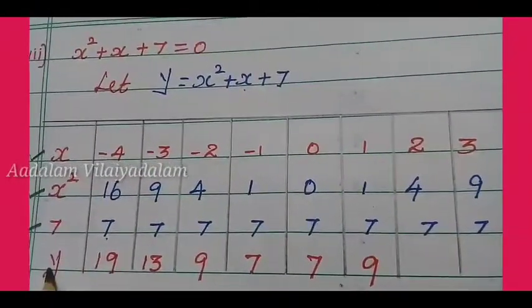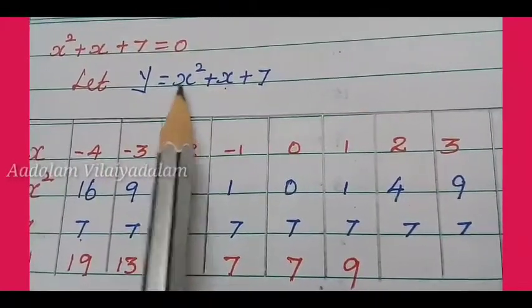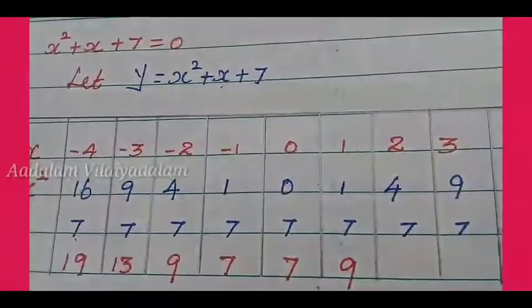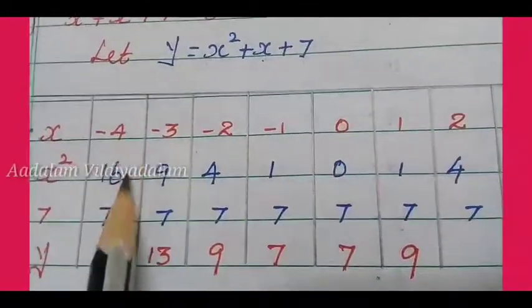Next we have to find the y value. So y equals the sum of x square plus x plus 7. This is x square, x, and 7. So we have to add the 3 columns.